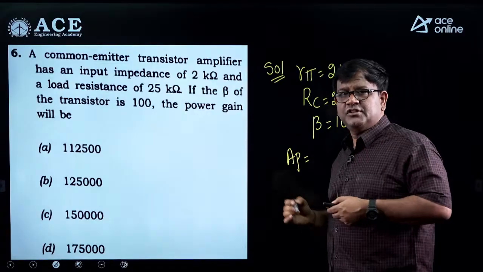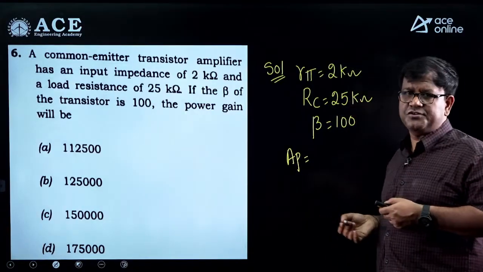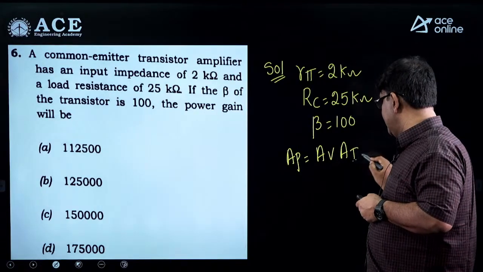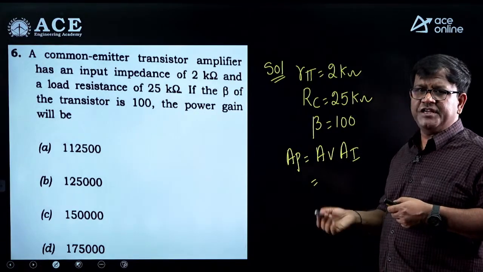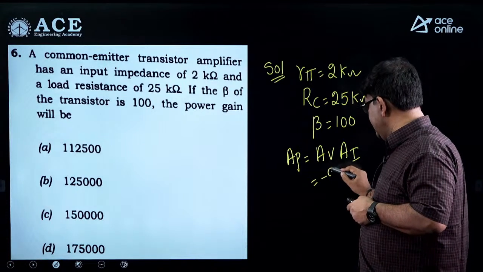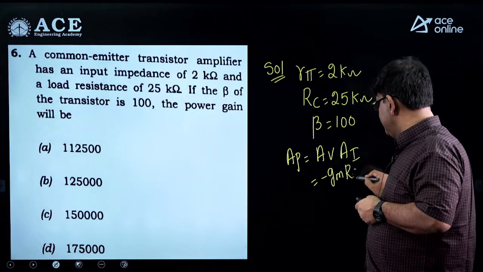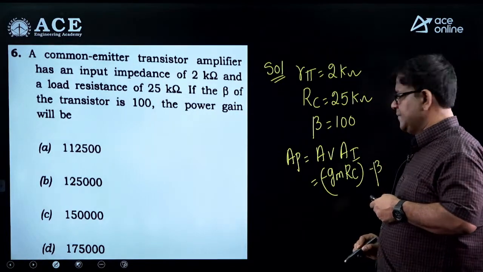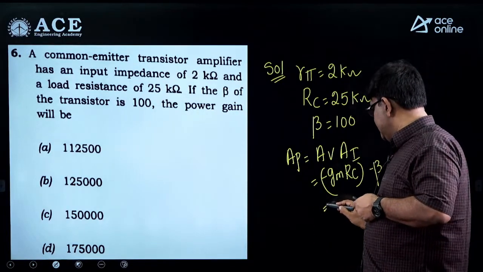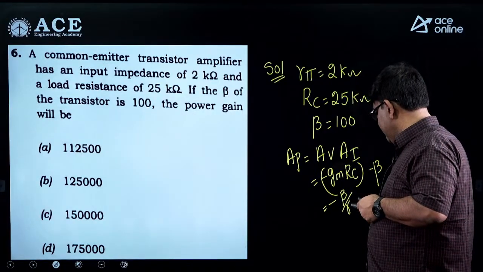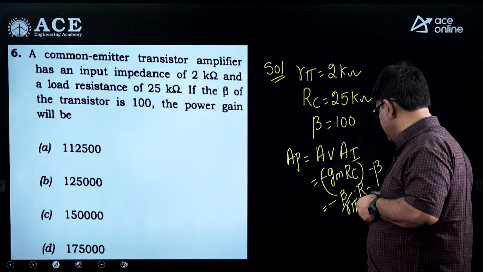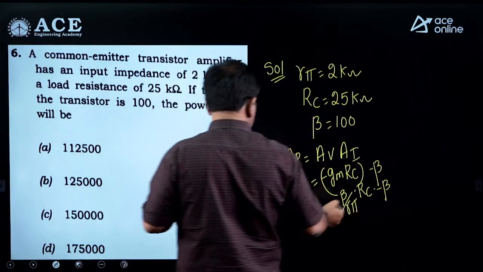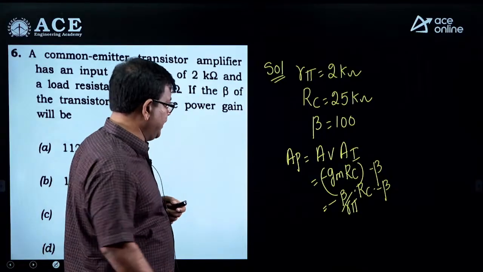Power gain. So this also happens to be a substitution problem, because power gain is the product of voltage gain and current gain. What is voltage gain of a common base amplifier? Minus GM into RC. And current gain is nothing but beta. So what is GM? GM is beta by R pi into RC into beta. So now it's a matter of simple substitution again.